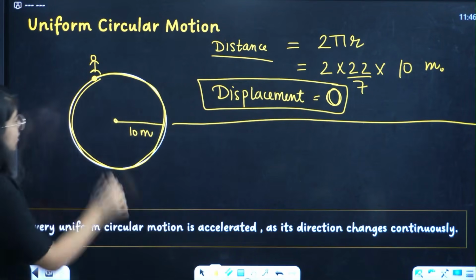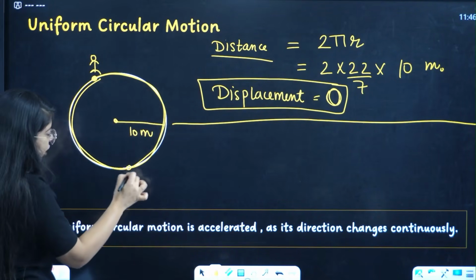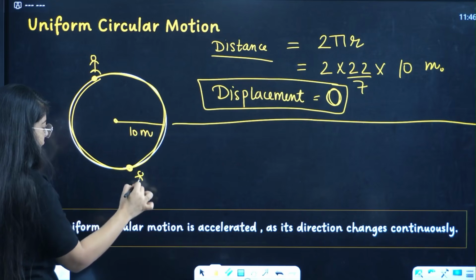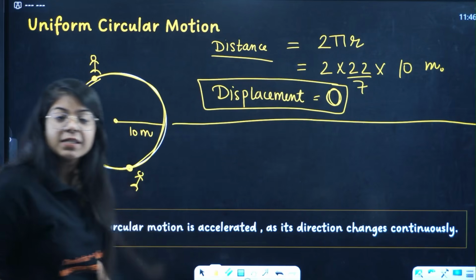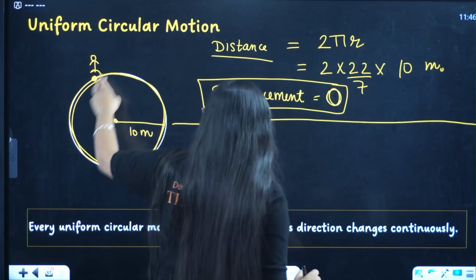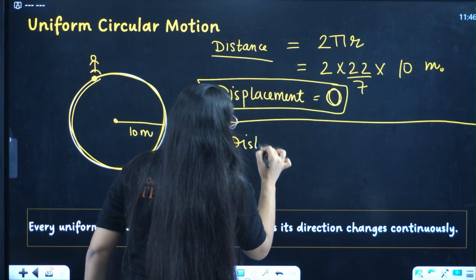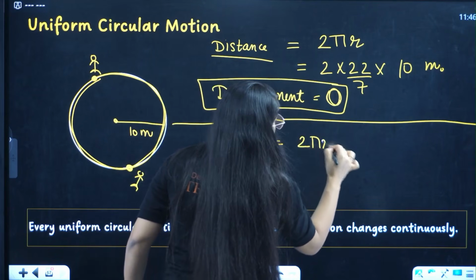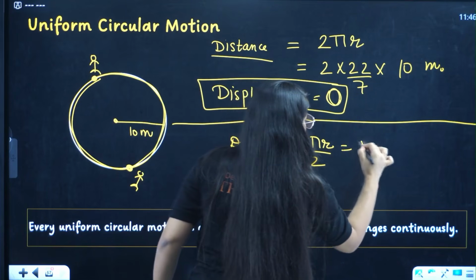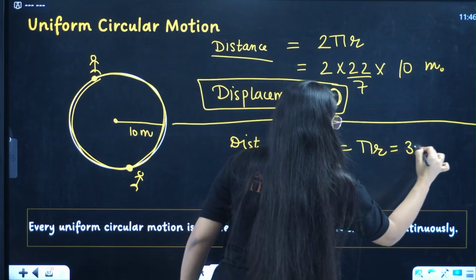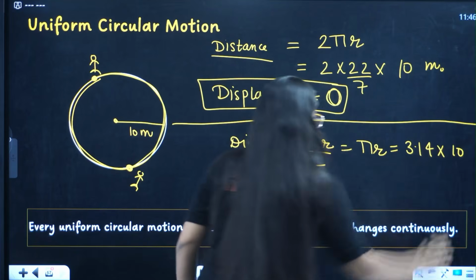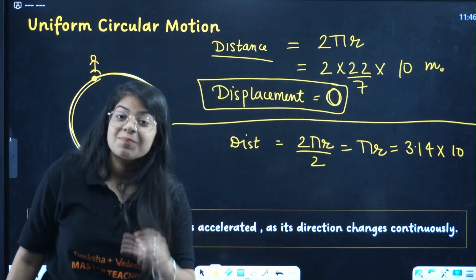Now, I just started from here and I went straight opposite. Now I'm here. So now what will be the distance I cover? So the whole distance divided by 2. So whatever this distance was, now the distance will be 2 pi r divided by 2, right? So distance will be simply pi r. That is 3.14 into 10 meters. This is the distance. Displacement.